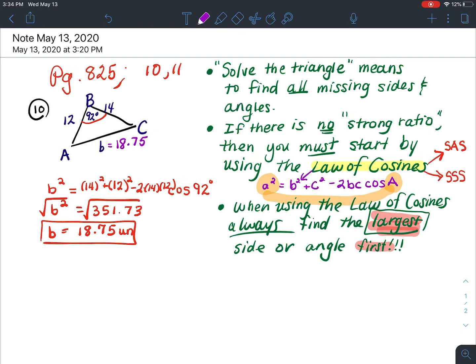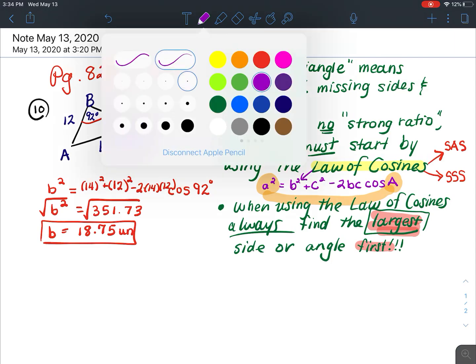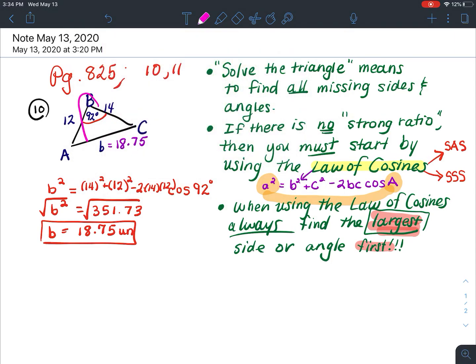Because once you have a strong ratio, and I'm going to circle that strong ratio now, I now know side B and angle B, I can find the other missing parts by doing the law of sines. So I'm going to set up sine of 92 degrees over 18.75. I want to work my way down to finding the next largest angle until the very last one I'm finding is the smallest angle.